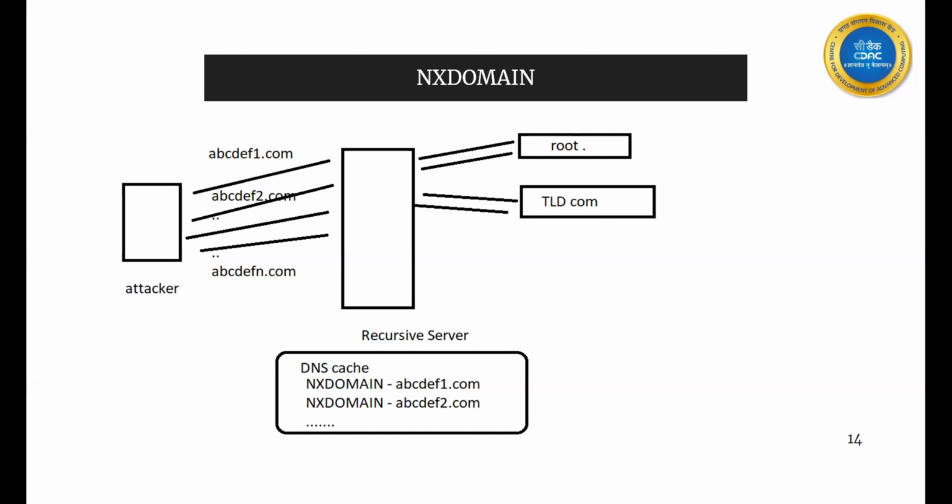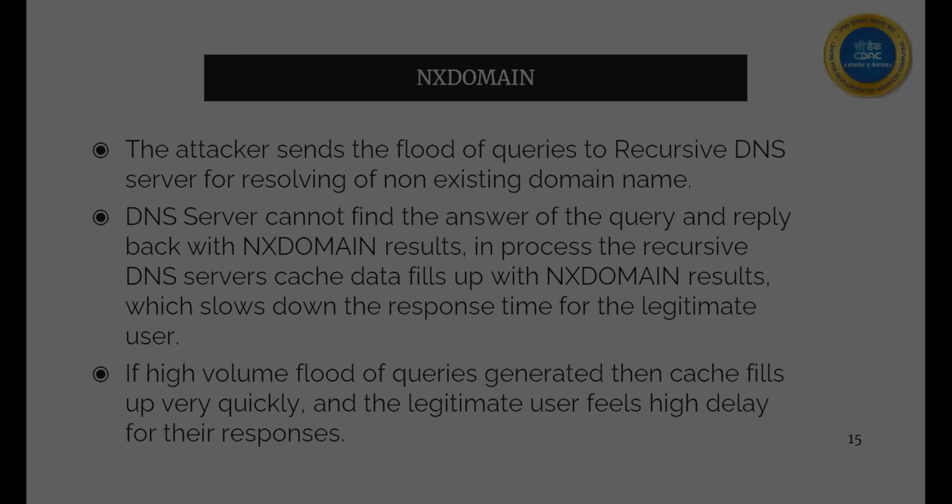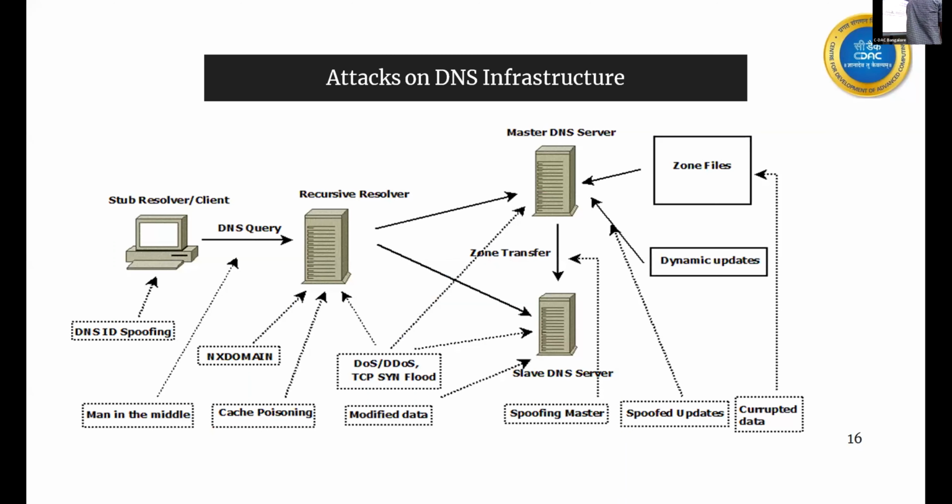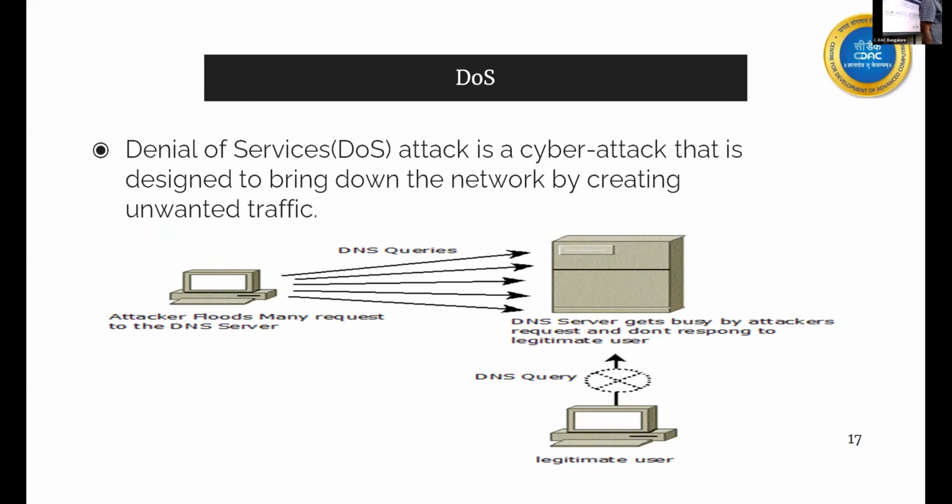So can we remove a particular entry from a cache at a particular moment if we wish to do so? We have seen the attacks on the client, and the attacks on the recursive server. Then attacks can be there on the root and authoritative DNS servers. These are the DoS and DDoS attacks, which we all know. What is DoS? Denial of service.